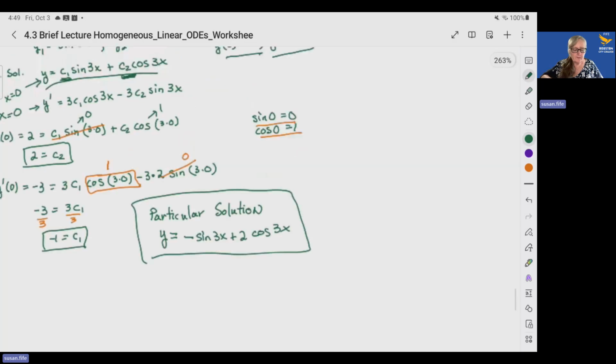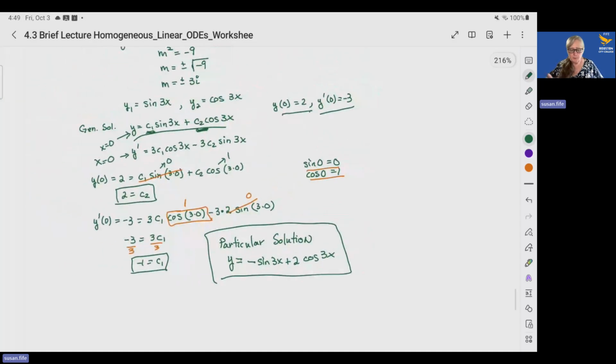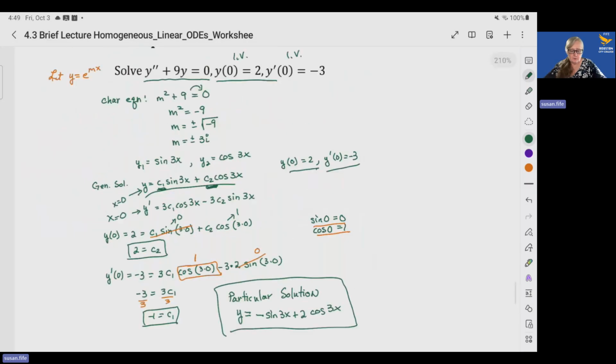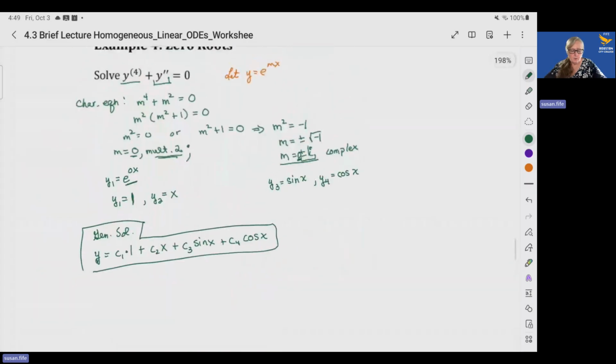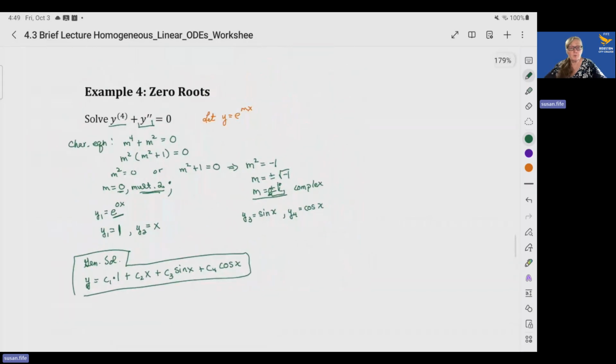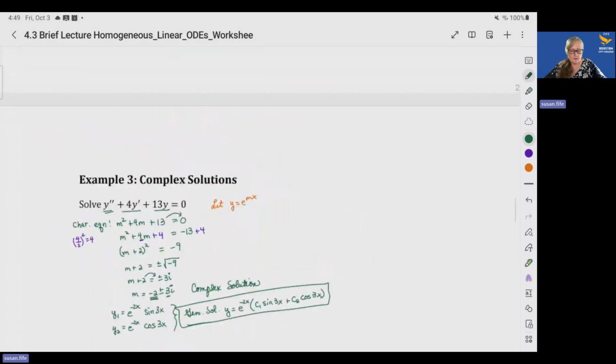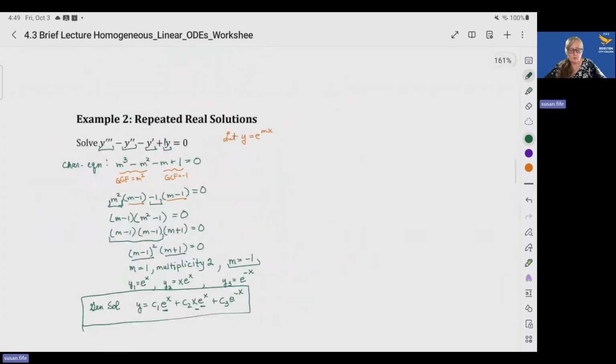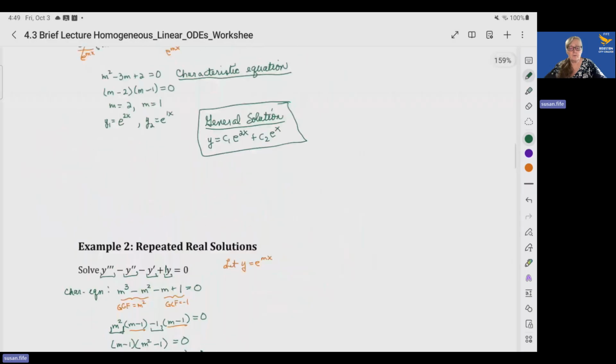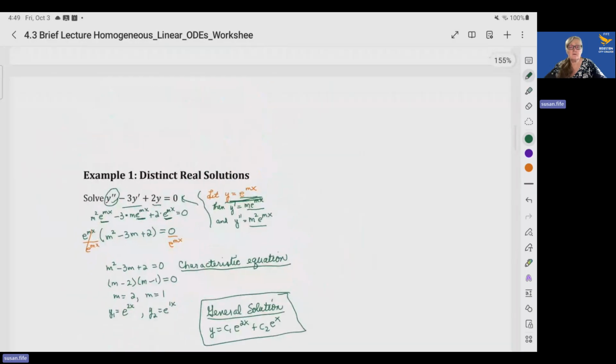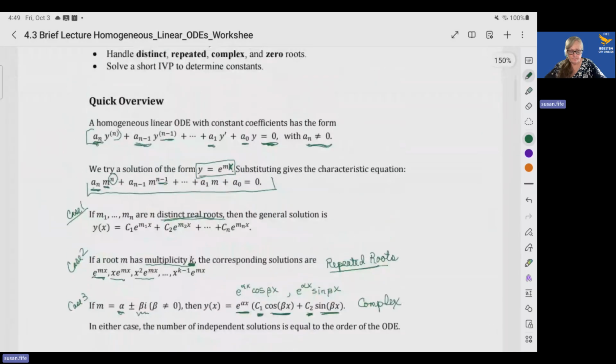And that's all we have for 4.3. For the brief lecture for 4.3, we looked at an initial value problem. We did where we have 0 roots. We did where we have complex solutions. We did where we have repeated real solutions and distinct real solutions.